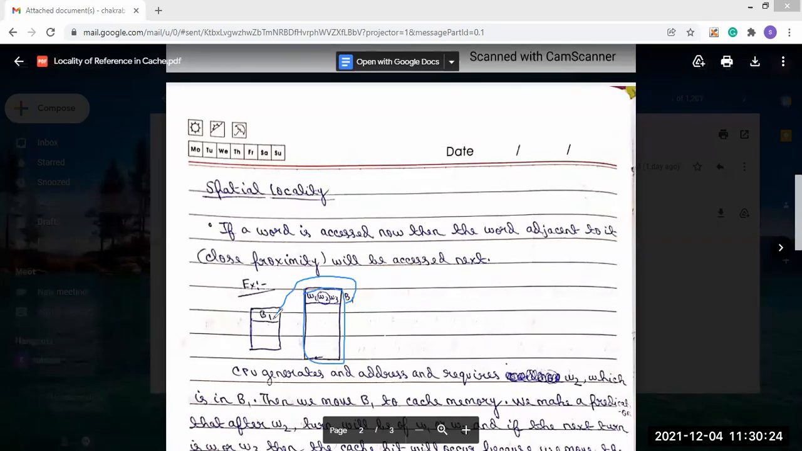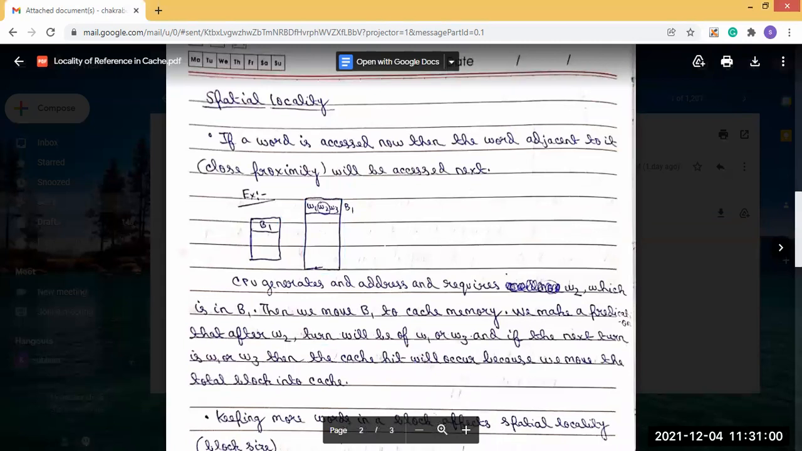If we totally move the block, then all words will be present in the cache at that particular time. So when the CPU wants to access the next word, a cache hit will occur, because the next word is already present in the cache now. So that means the cache hit will increase, because we move the total block into the cache.